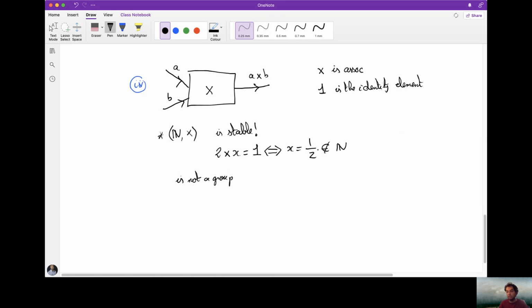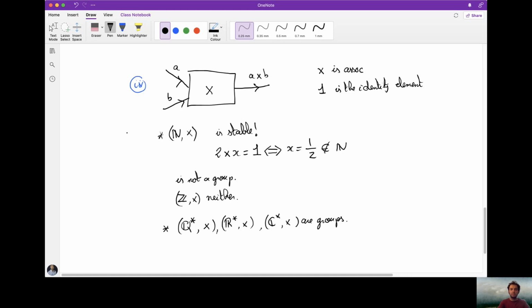And as you can see, since 1/2 is not an integer, the same is true for Z with the multiplication. Z with the multiplication is neither a group. If we want to have groups, then we need to consider the rationals, but you need to be careful to take away the 0, because 0 does not have an inverse. So if you take the rational numbers with multiplication, or the real numbers with the multiplication with the 0 excluded, or complex numbers, these are all groups.